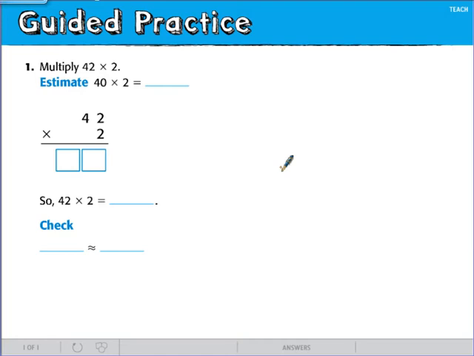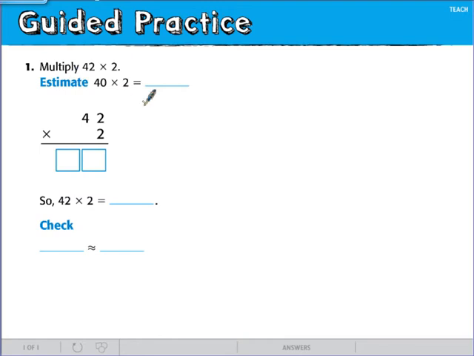Guided practice. Now, a lot of the multiplication problems are written in linear form, like this. 40 times 2. All right, 42 times 2. Now they want you to estimate it. We're going to solve it. Then they give you the multiplication problem, and then they want you to check it. Okay? So, 42 times 2.